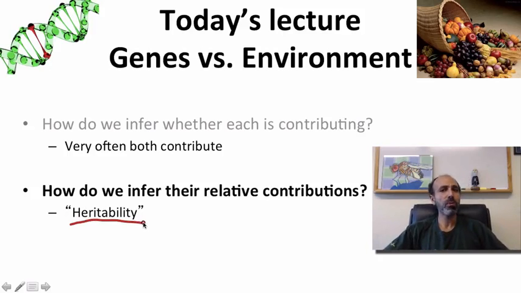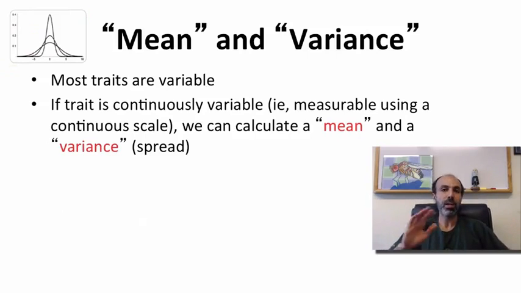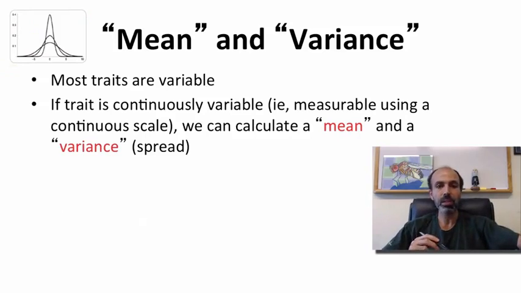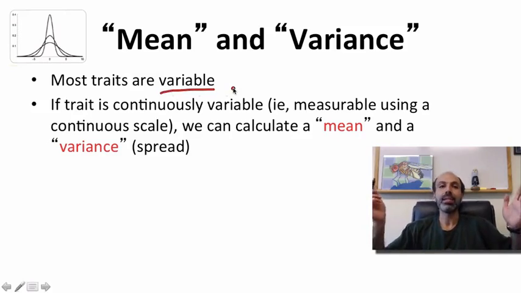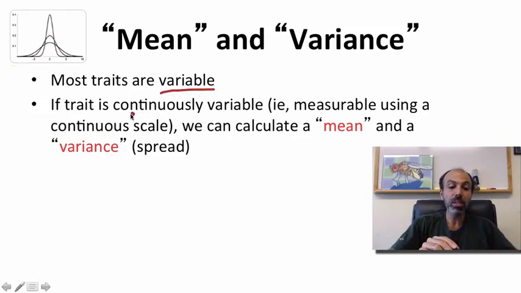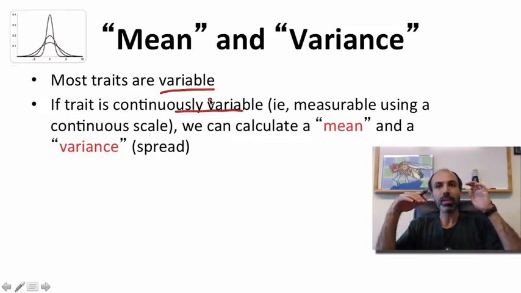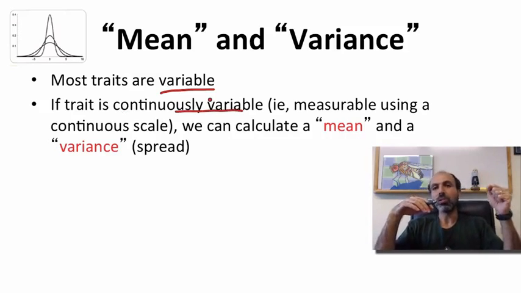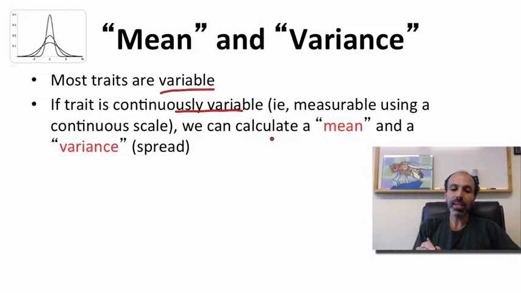I'll define that in just a moment, but first, let me go through a couple of quick mathematical concepts that will be relevant to this lecture. Let's talk about mean and variance, please. I apologize to those of you who already have a lot of statistics background, but I just need to go over this. Most traits you look at tend to be variable, so not everybody has exactly the same trait value. You can use height as an example. If a trait is continuously variable, meaning you have all these different steps, like height, you can be 5 foot 9 inches tall, 5 foot 10 inches, 5 foot 11 inches, 5 foot 11.5 inches. Then we can calculate a mean and a variance.